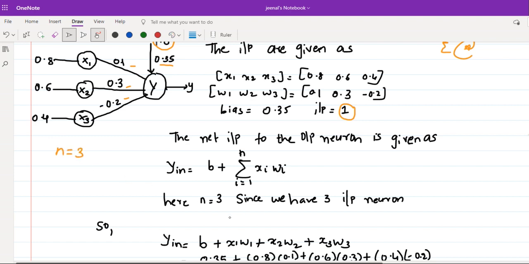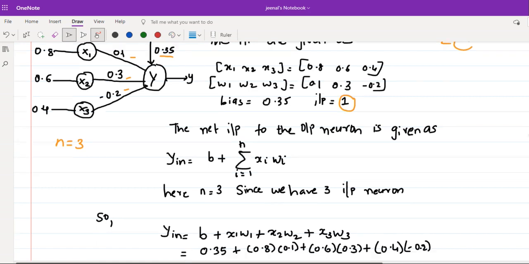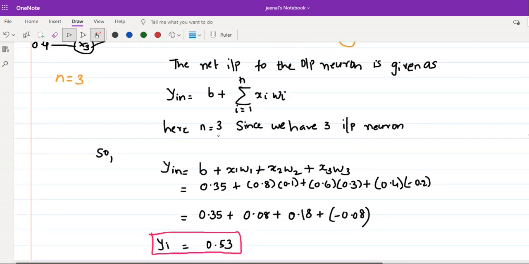If I expand this equation, Y in becomes bias B plus, substituting the values from 1 to 3, x1 w1, x2 w2 and x3 w3. All the values are available with me, bias as well as input x and the weights w. I'll substitute the values and the input to the output neuron, Y in, is 0.53. So the numerical is not solved completely.